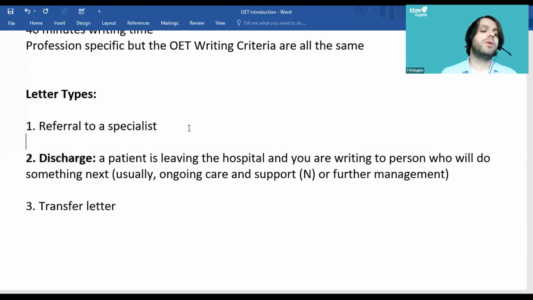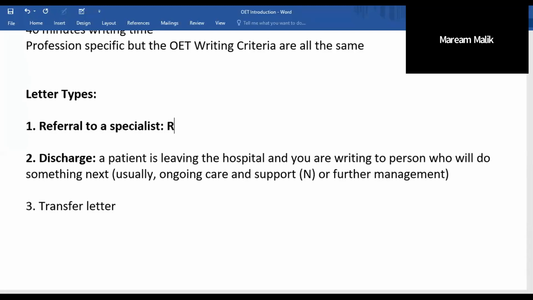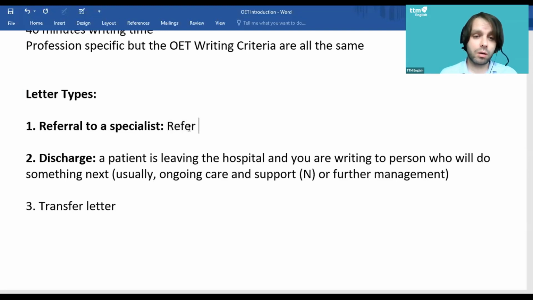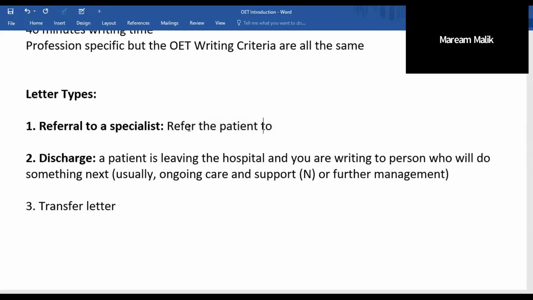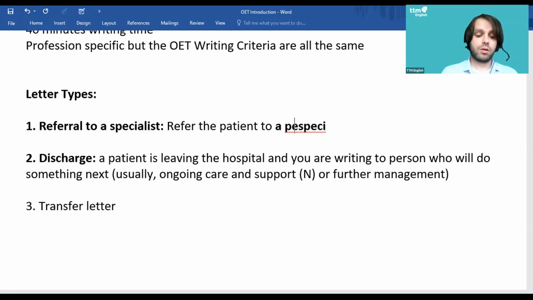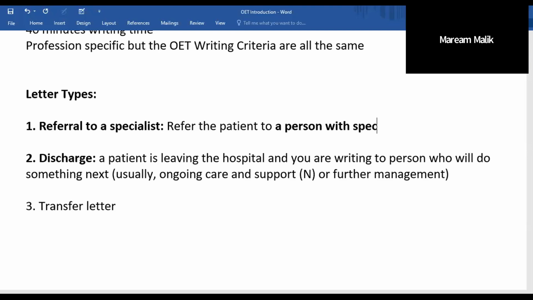What about a referral to a specialist? Let me ask this question now to Mariam. If you could just tell us quickly, what's a referral to a specialist and what do we do? We refer a patient from a GP. Yes, usually this is very common in doctors. You refer the patient to a specialized doctor, it could be an oncologist, anything like that. I'll say a person with higher special knowledge, a higher degree than me.